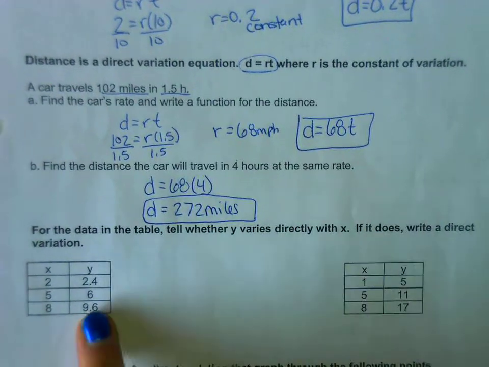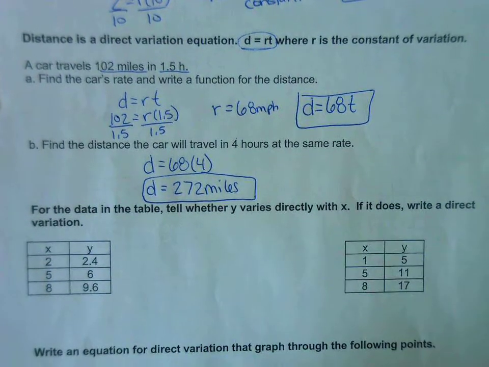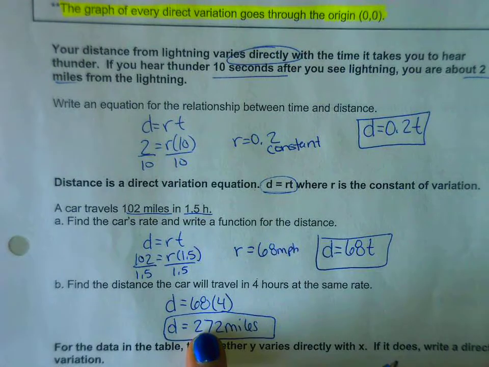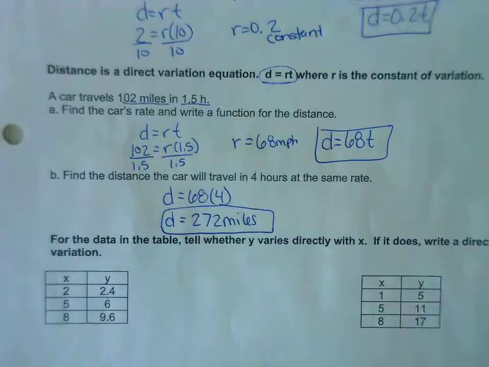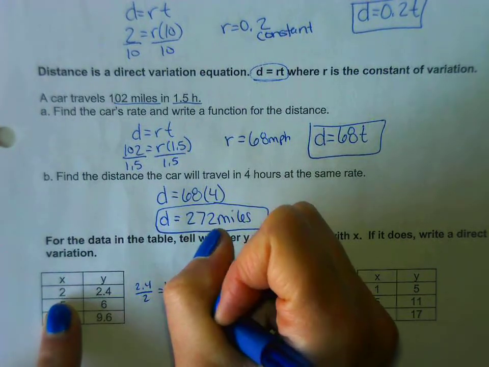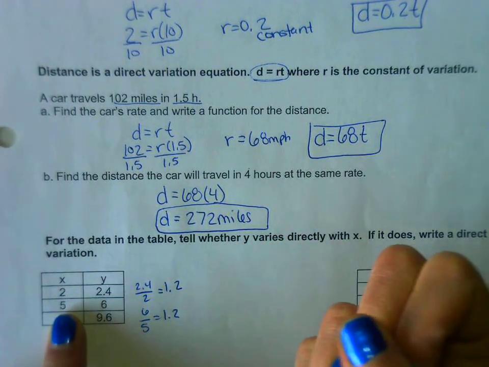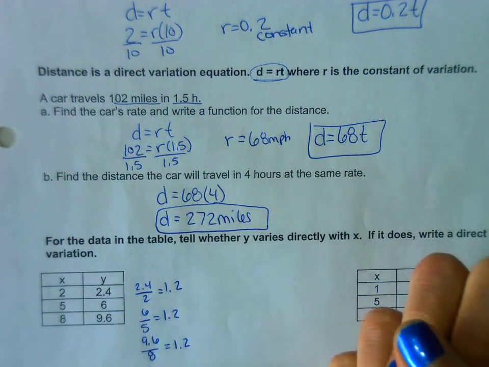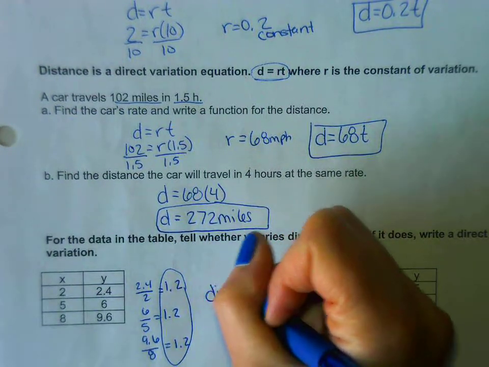Now we want to take a look at our table, and we want to determine whether y varies directly with x, and if it does, we want to write a direct variation. If it's going to vary directly, looking at all of these examples, I was taking my y values and dividing by my x's. So if I take 2.4 and divide by 2, I end up with 1.2. If I take 6 and divide by 5, that equals 1.2. And if I take 9.6 and divide by 8, I also get 1.2. So these are all constant. That means this is a direct variation.